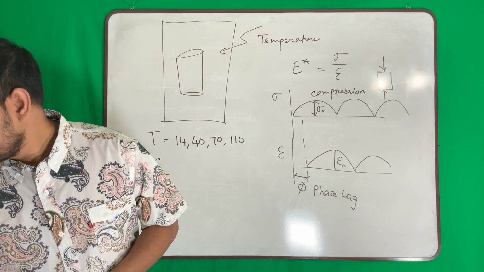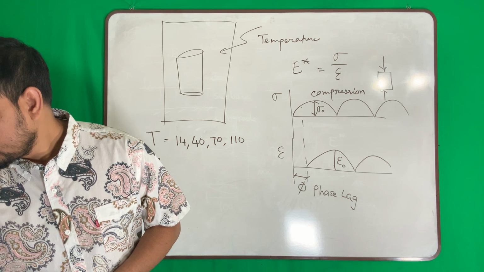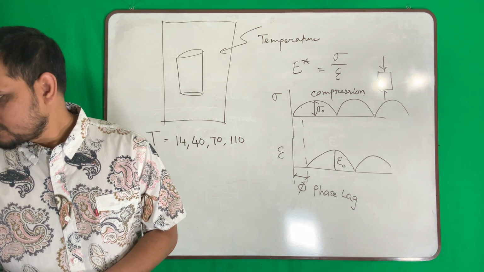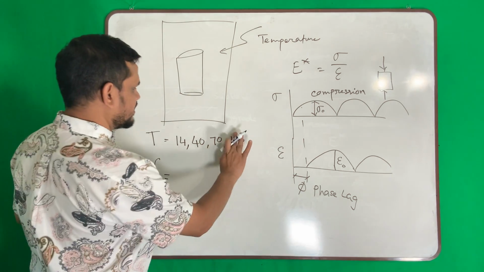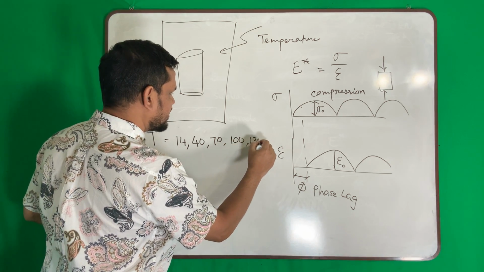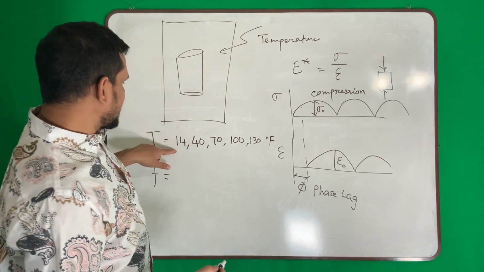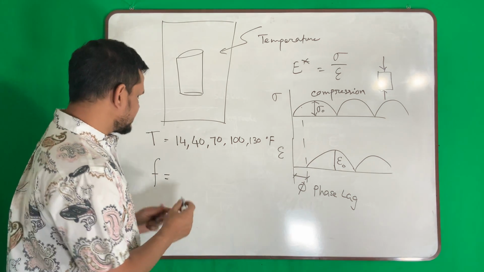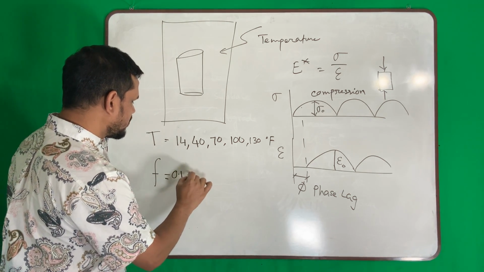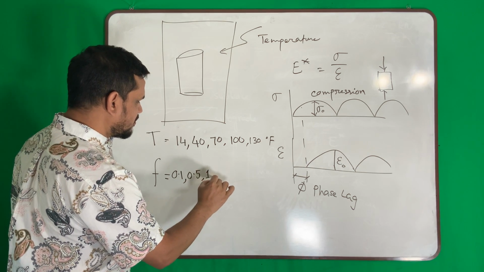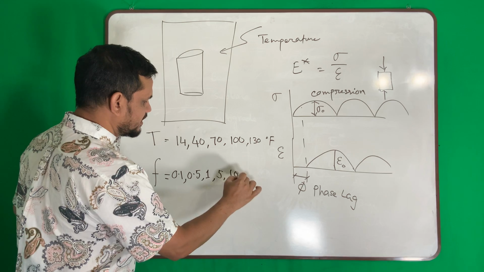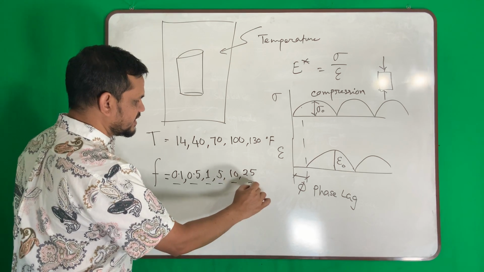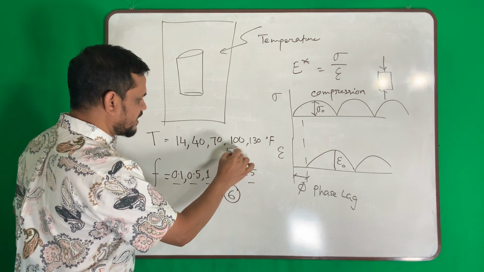So yes, these temperatures are in Fahrenheit: 14, 40, 70, 100, 130. So we test at 5 different temperatures and 6 different frequencies. What are those? 0.1, 0.5, then 1, then 5, then 10, then 25. Is it 6? 1, 2, 3, 4, 5, 6. Yeah, 6 frequencies and 5 temperatures.